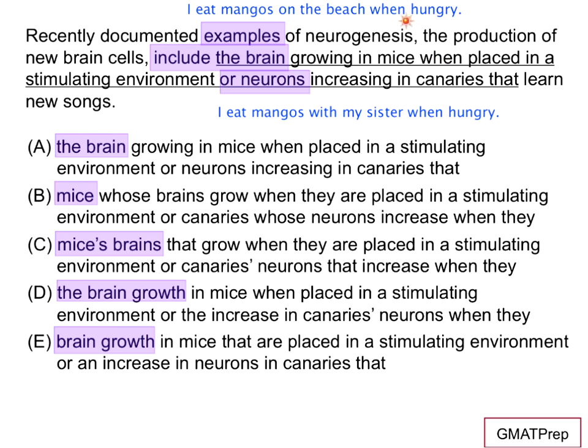So what did you do here to make this more clear? You guys offered me something right here to make this more clear. What were you actually doing there? You're picking up the subject and reusing it. So you're using the same subject. I ate mangoes on the beach when I am hungry. I ate mangoes with my sister when I am hungry. Do that in this sentence. What noun is going to go right here?